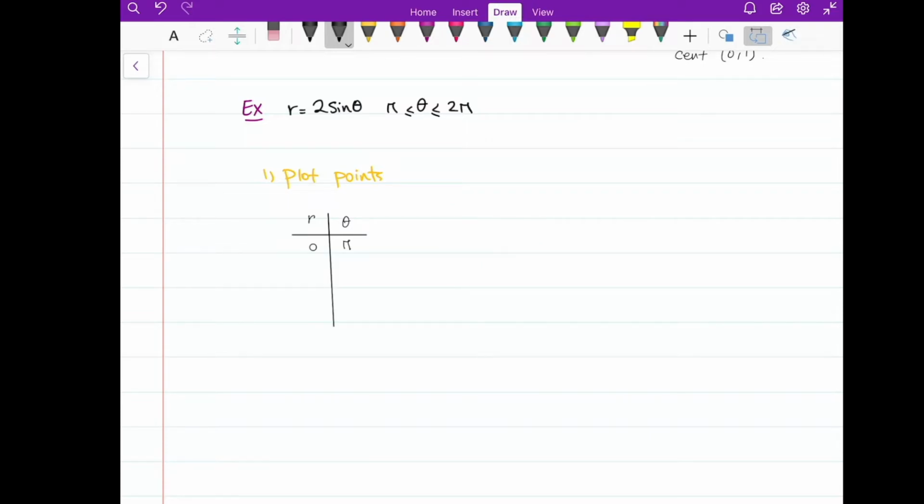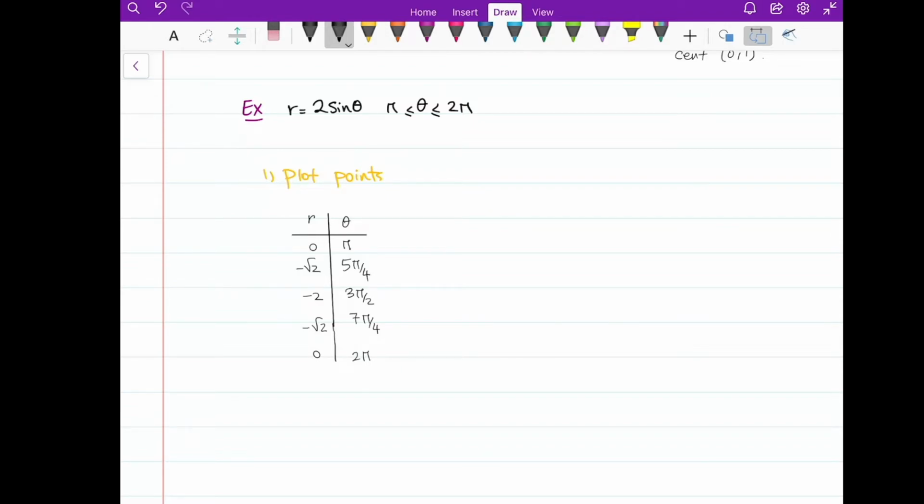When theta is 5 pi over 4, what do I have? I get 2 sine of 5 pi over 4, which is 2 times negative root 2 over 2. So when I simplify that, I get negative root 2. Then at 3 pi over 2, the sine of that is negative 1, so r is negative 2. Then I get 7 pi over 4, the sine of that is negative 1 over root 2. If I simplify that, I get negative root 2. And then when I go to 2 pi, I get 0.